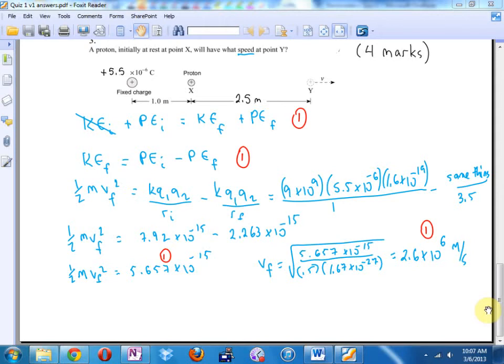Speed of light's 3 times 10 to the 8th. We're going fast, but 100 times slower than the speed of light. So pretty fast, but not crazy fast.